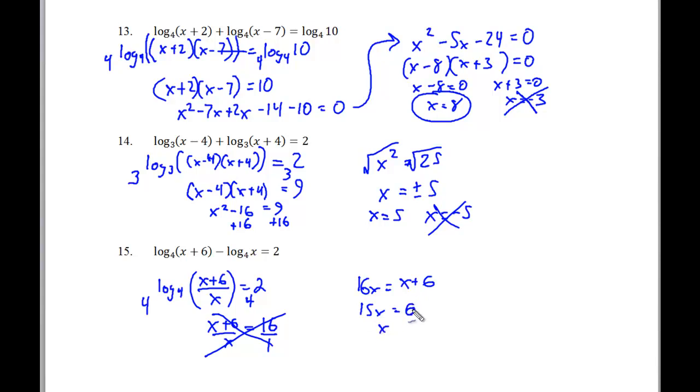Divide by 15, so x is equal to 6/15. Please simplify that to 2/5, or 0.4. That's important because we just don't want you to get all the way to the end and then mess up on just a simple fraction. And if we plug that fraction back into this problem, you'll notice that it still keeps the domain nice and happy. And that, my friends, is the end of section 9.6.